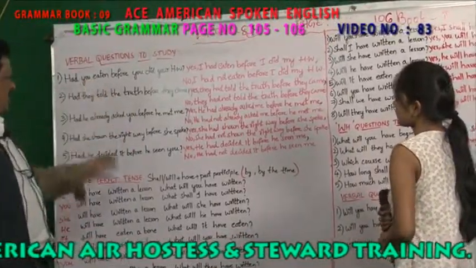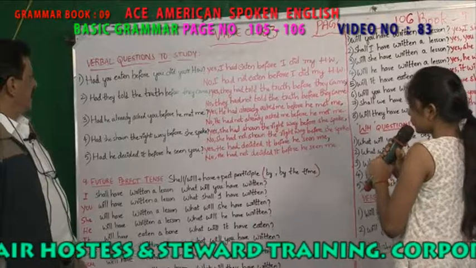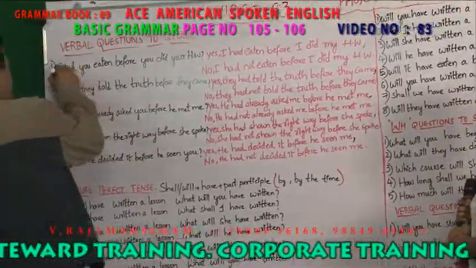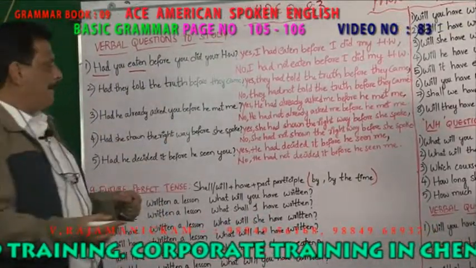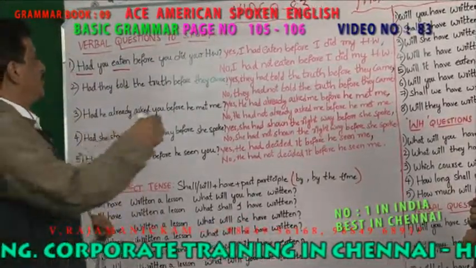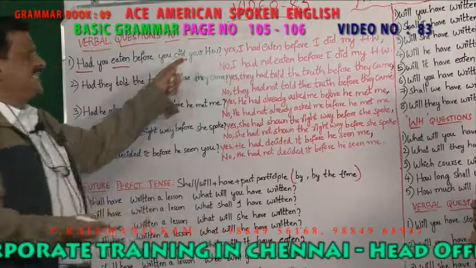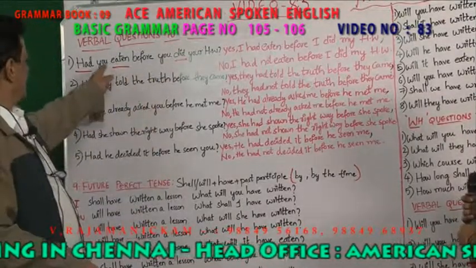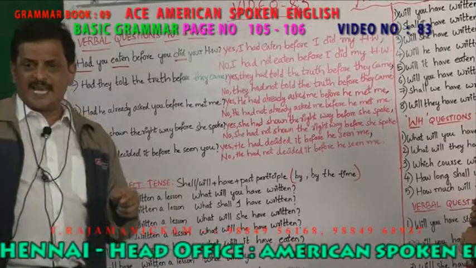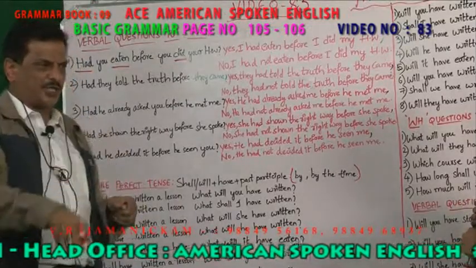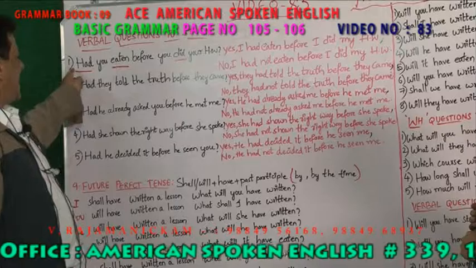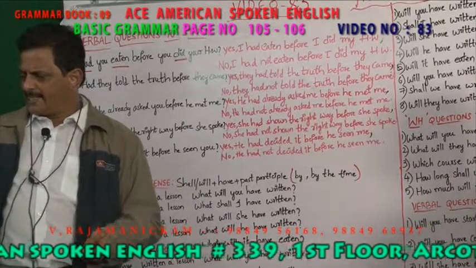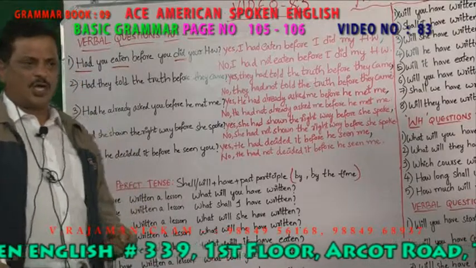What is the question given here? Had you eaten before you did your homework? See, did your homework is the second action. The first action is eaten, right? So he is asking a question about the first action. And the question starts with had. It's not starting with what, when, which, where or how. So the answer should be either yes or no.